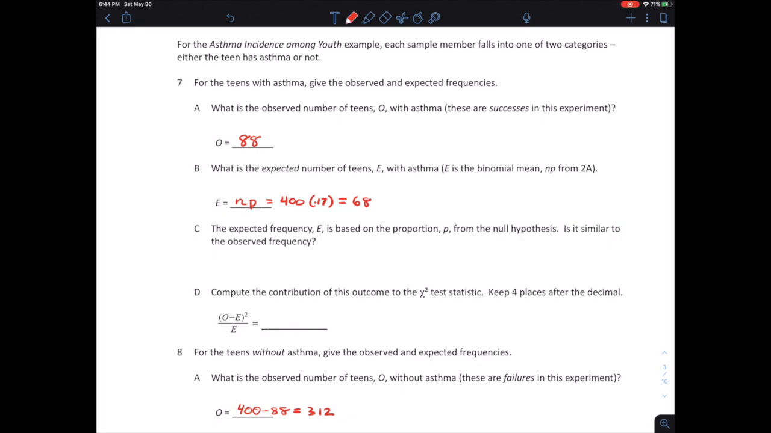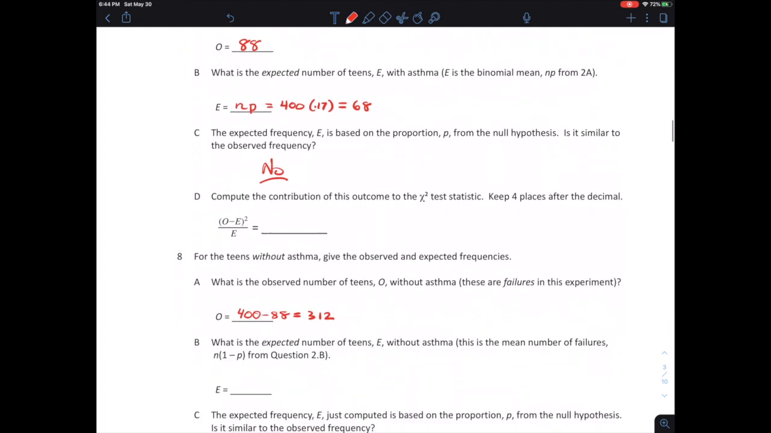So that's what we expected under the null hypothesis. But what did we get? 88. On question C, it says the expected frequencies is based on the proportion p from the null hypothesis. Is it similar to the observed frequency? You can put whatever you think. I think 68 is pretty far from 88, so for me the answer is no. Of course there's not a right answer here, and I'm not even going to try and justify it.